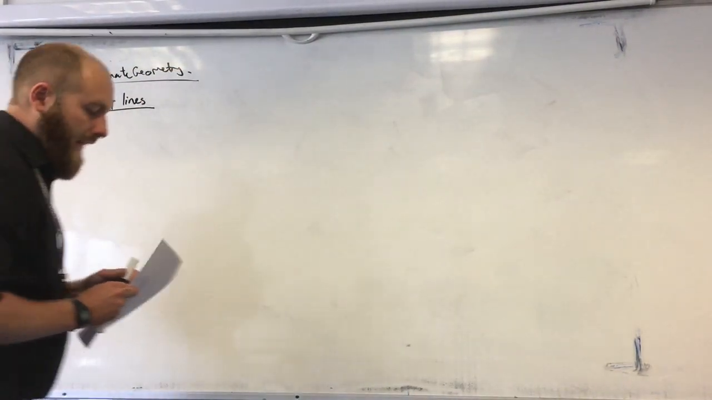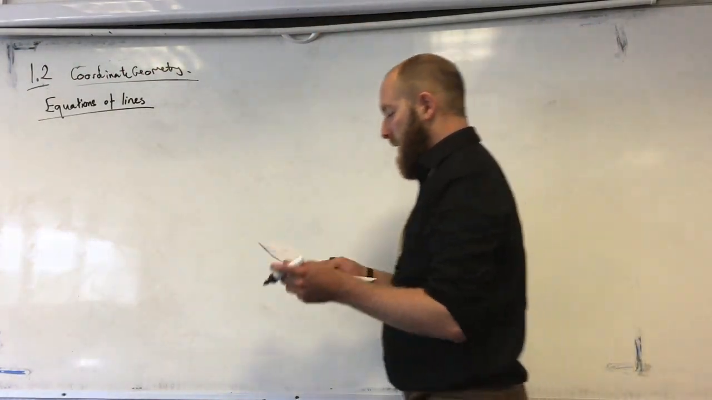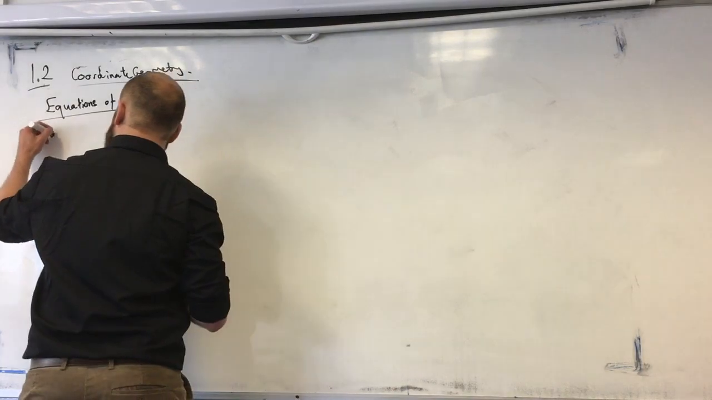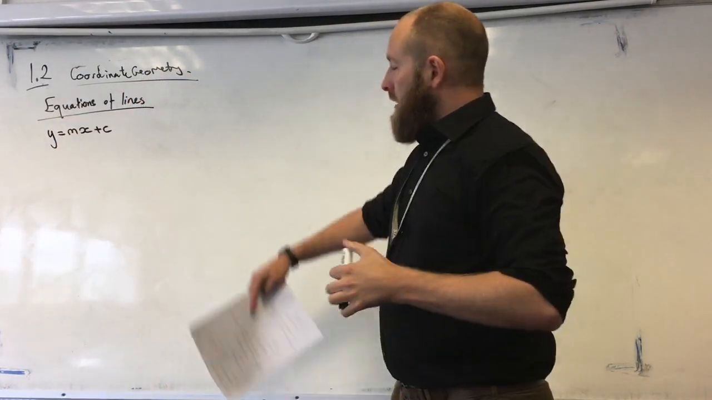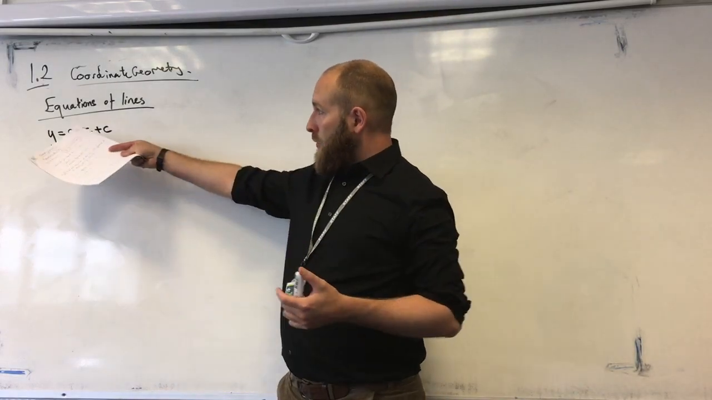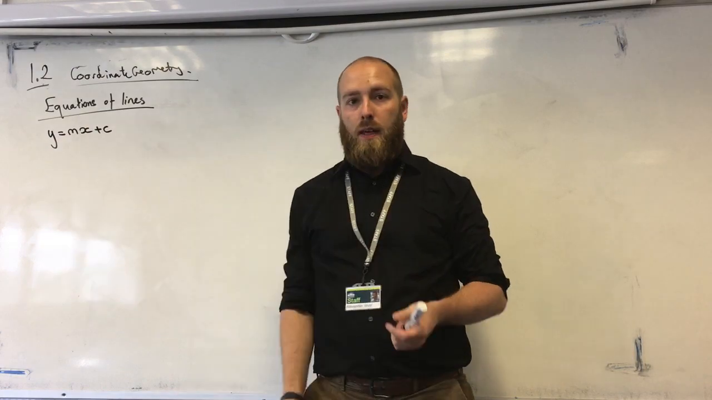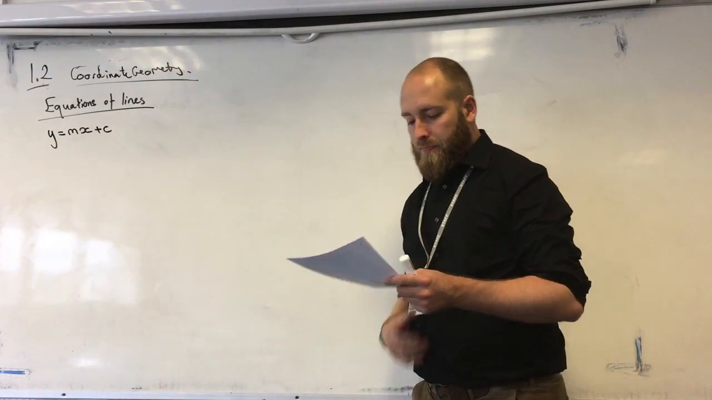Right, so today we're going to be looking at equations of lines. We already had a brief look at y equals mx plus c last lesson. Now, we're not going to be using that much in our A level. We're going to rearrange things to look like that in order to read off the gradient and read off the intercept, but we're not going to be using this in order to find any equations of lines.